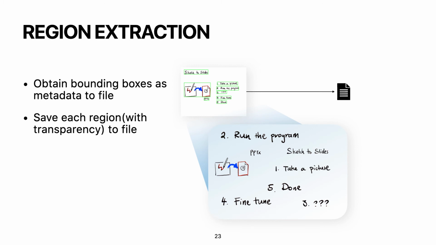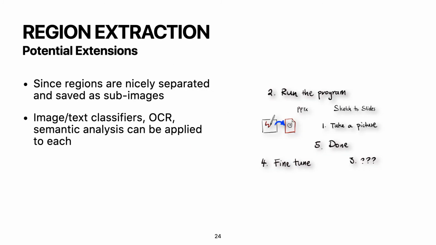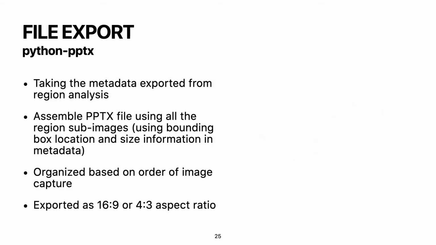And this can feature the alpha channel, or transparency, which is useful. Now note that since these individual sub-images are nicely separated and saved, potential extensions, not implemented here, could be image or text classifiers, text recognition, or semantic analysis. It's your imagination. Lastly, the file is exported using python-pptx.